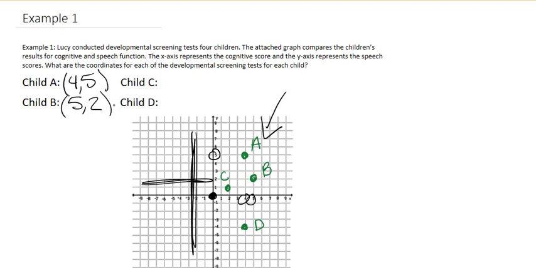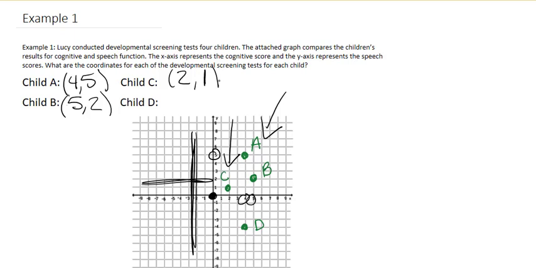So now let's look at C, which is right there. So we start at the origin and we go to the right on the x-axis, which is 2 spots. So we would write 2 for the x-axis. Now we look at the y, and we go up 1. So we would write 1 right there. So it's 2, 1 as the coordinate for child C, who also does not have any developmental delays.